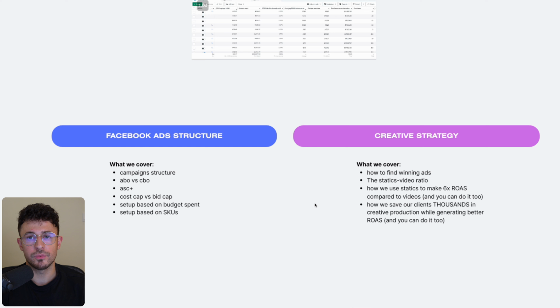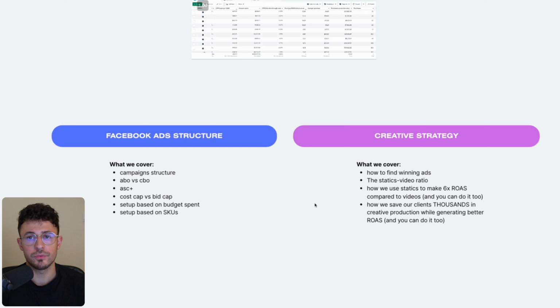And then we have another one here where in one day we did 23,000 revenue with 1.7k spent, so 13.59x return on the ad spend. This one, by the way, was without UGC, so with static ads only and with zero organic.